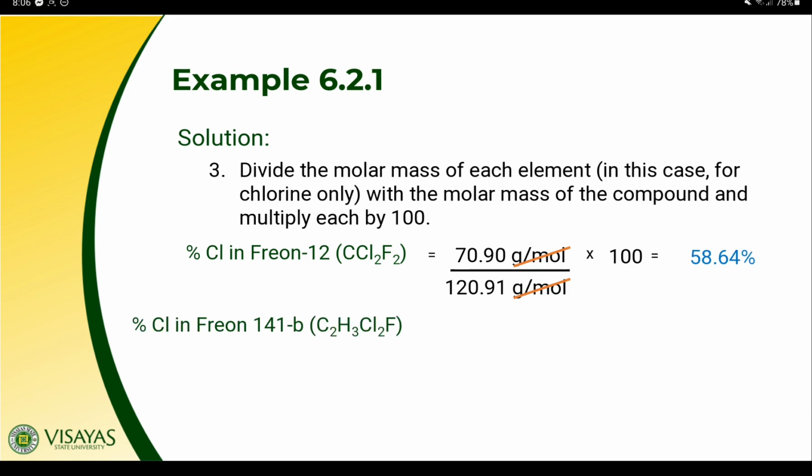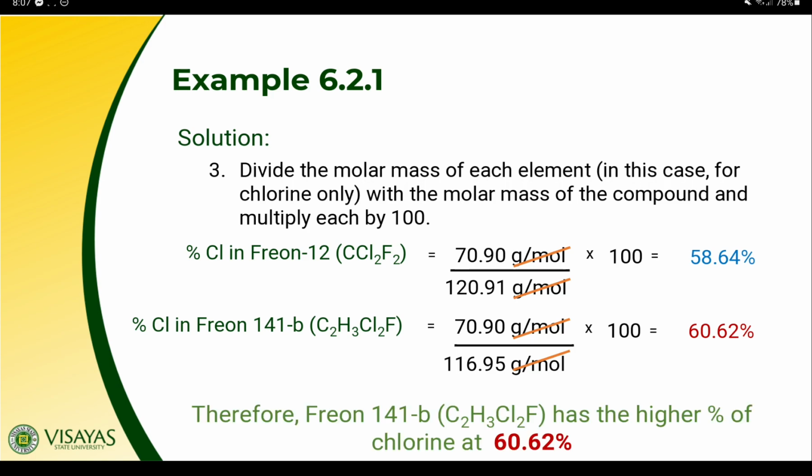58.64%. For the percent chlorine in Freon 141B, the molar mass of chlorine as computed in the previous slide is 70.90 grams per mole divided by the molar mass of the compound, which is 116.95 grams per mole. And we multiply this by 100, we get 60.62%. So therefore, it's Freon 141B which has the higher percentage of chlorine, which is 60.62%.